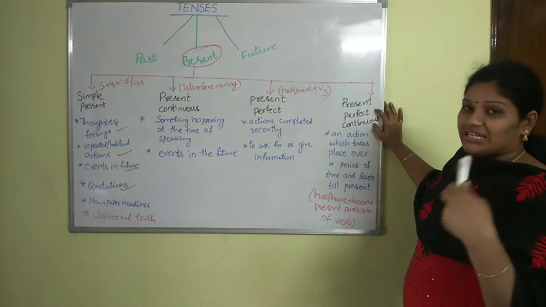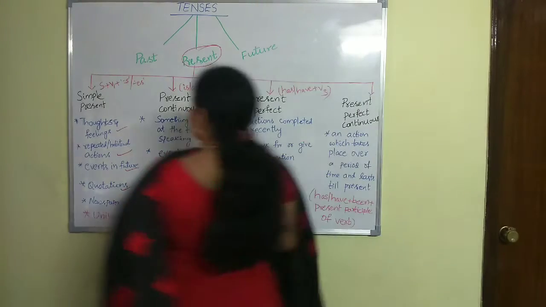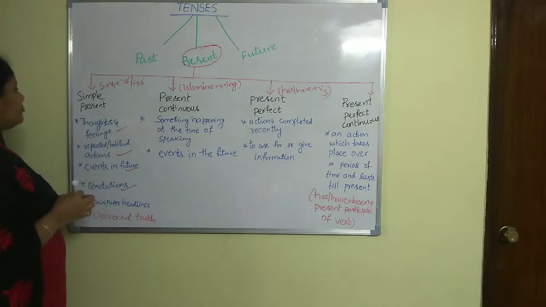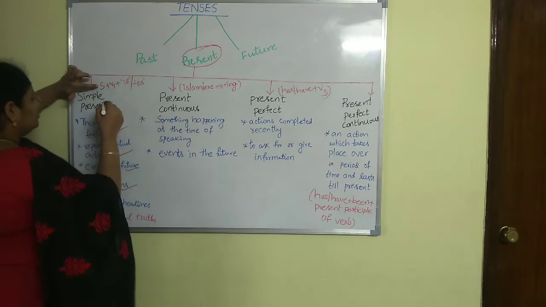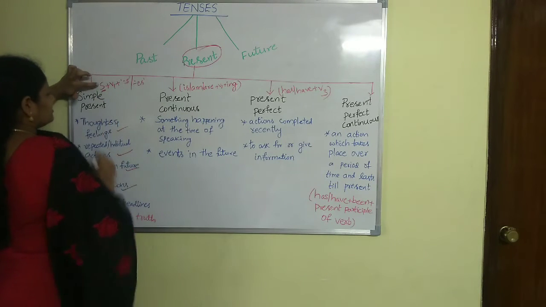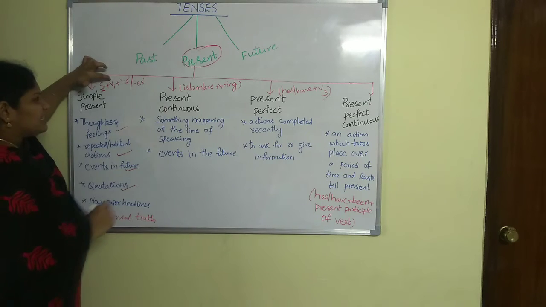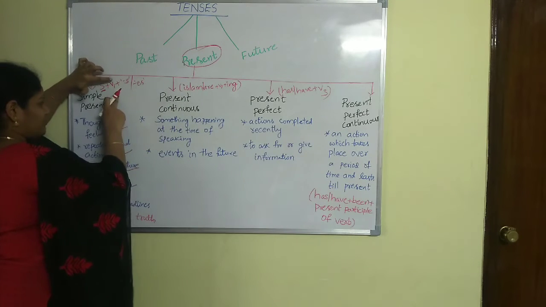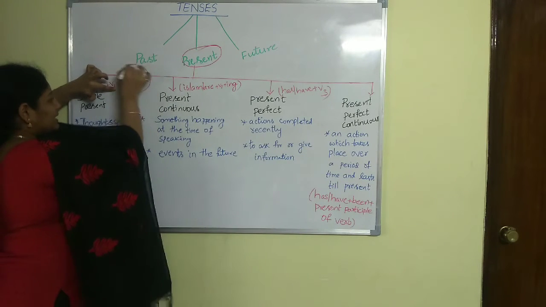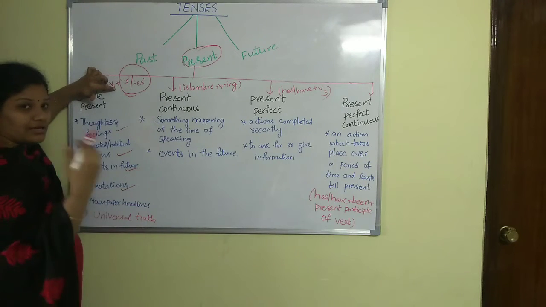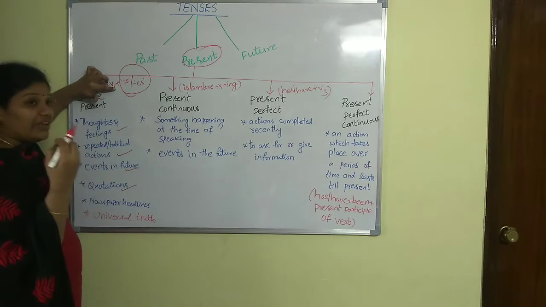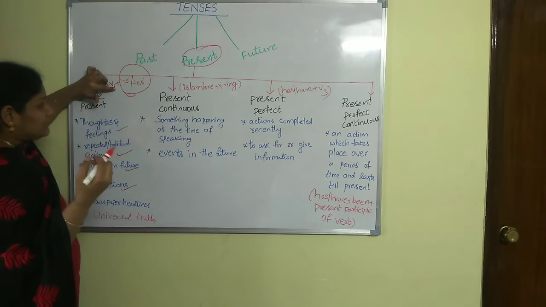So now we will discuss the structure. To use the simple present tense, you will have to start with the subject first, then V1. Since it is present tense, we go with V1. And s or es may not take its form in every verb, in every sentence.